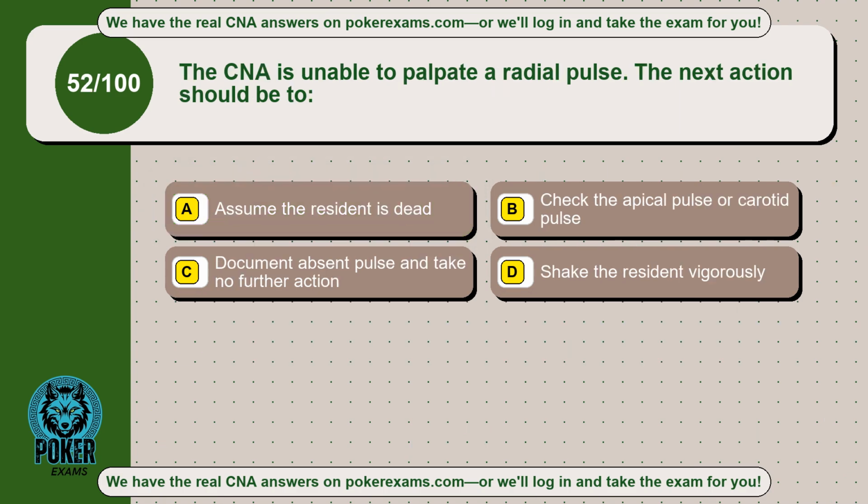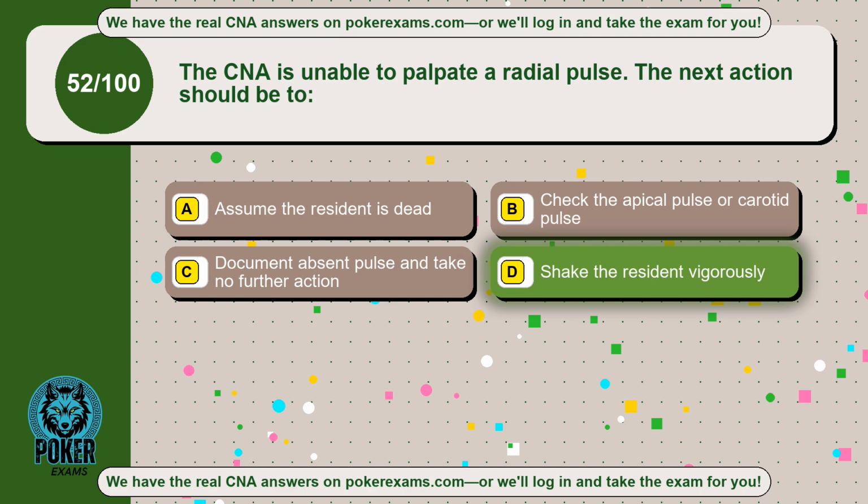Question 52. The CNA is unable to palpate a radial pulse. The next action should be to: Option A. Assume the resident is dead. Option B. Check the apical pulse or carotid pulse. Option C. Document absent pulse and take no further action. Option D. Shake the resident vigorously.